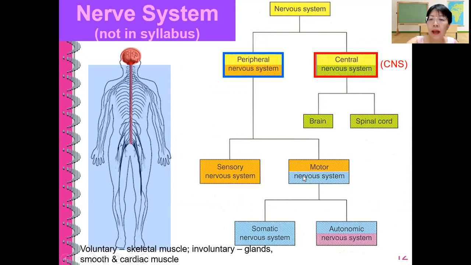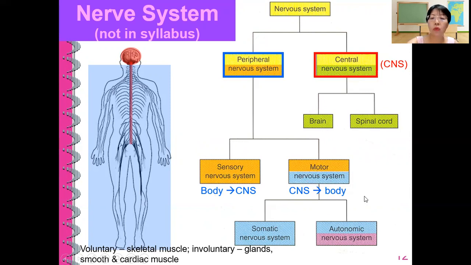Now, for the type of work we are going to do in our body, we can further divide it into the somatic nervous system and the autonomic nervous system. So the sensory nervous system sends electrical impulses from the sense organs in the body to the CNS. The motor nervous system sends electrical impulses from the CNS to the body, meaning the effectors in the body.